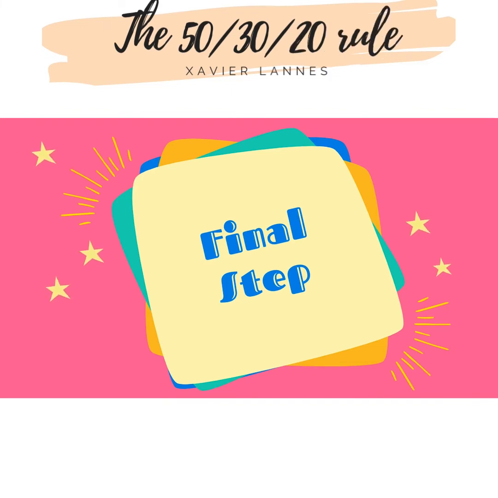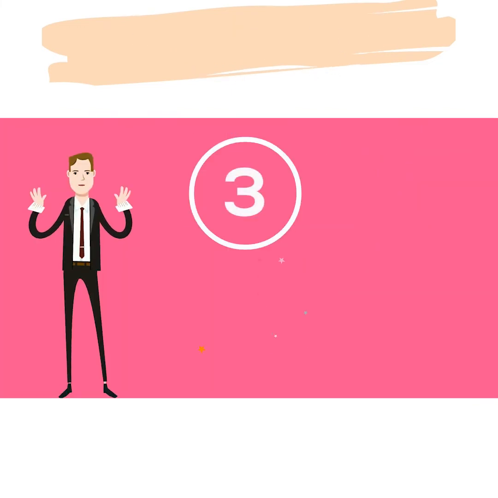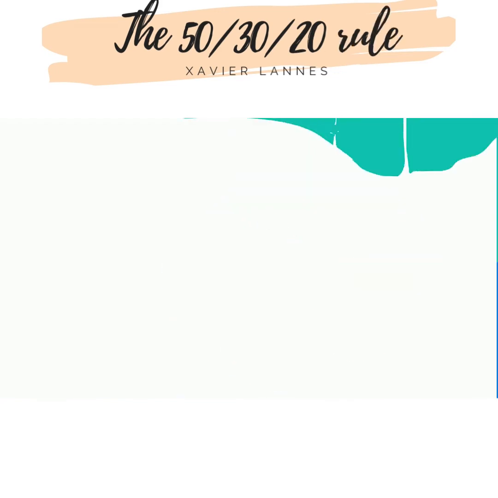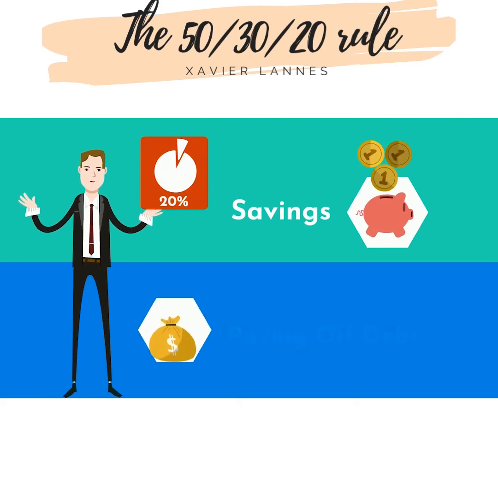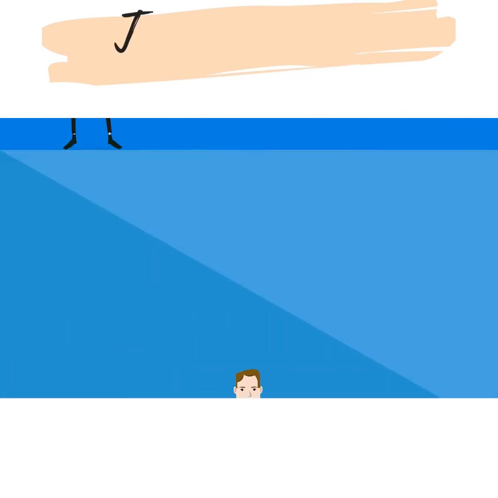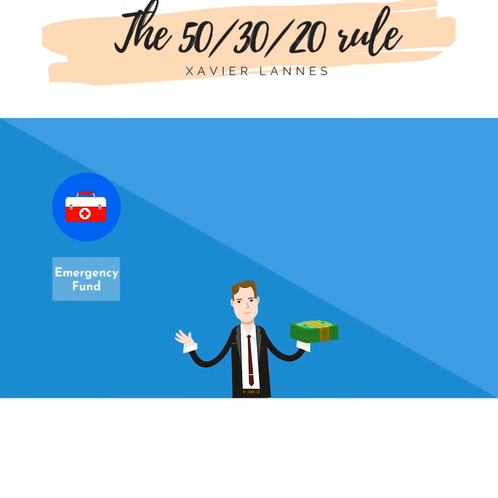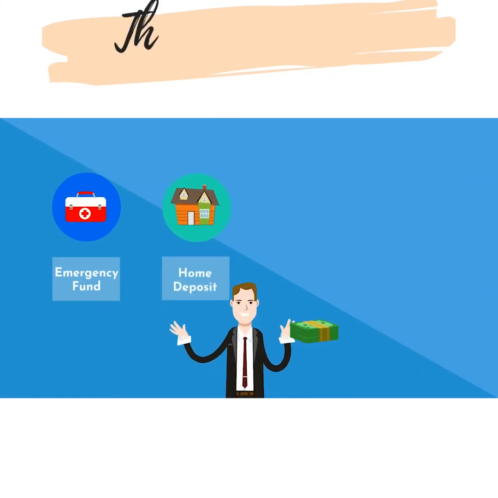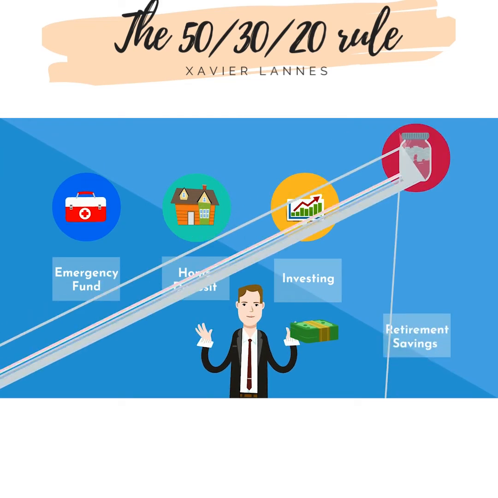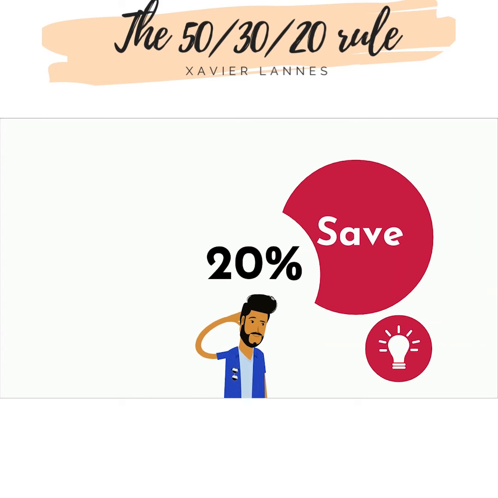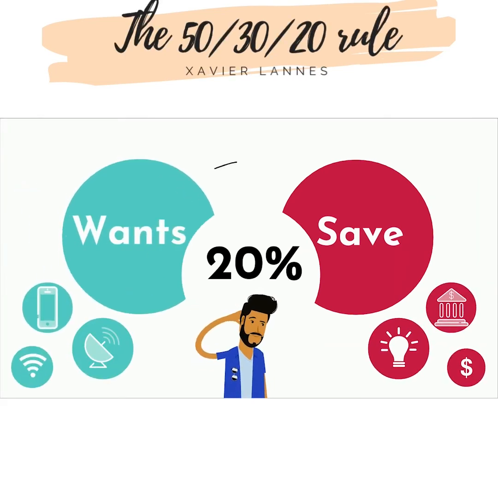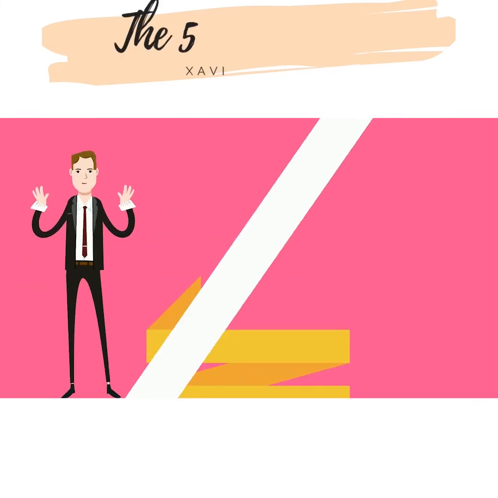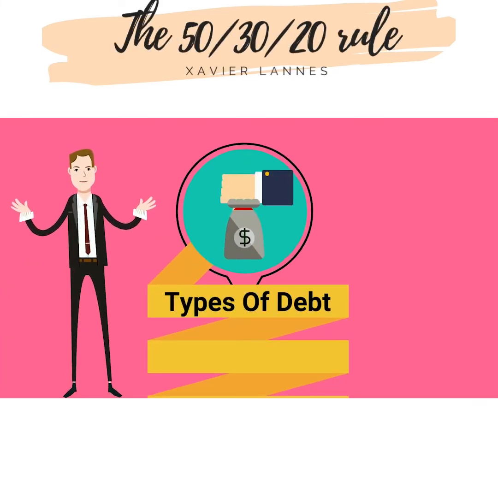Now, the final step: savings. The final 20% of your paycheck should go towards your savings and paying off extra debt if you have any. This money can be used as an emergency fund, a deposit for a home, for investing, for savings, for retirement, for life insurance, for a college fund. If you feel as though that 20% is not enough, you can transfer more money from your wants list into this account. Now, let's talk about the type of debt that should be included in the 20% category.